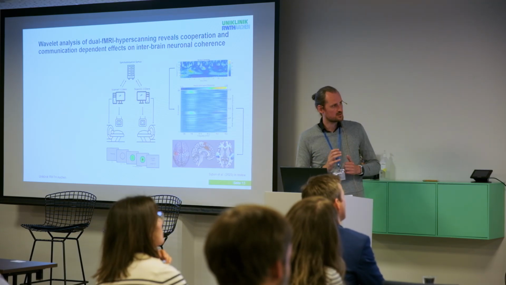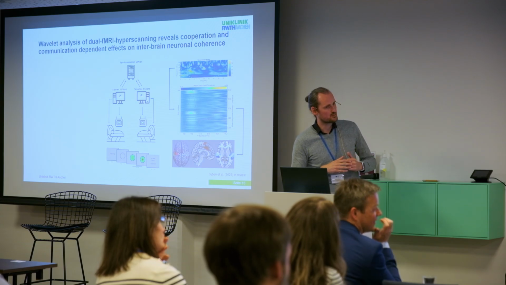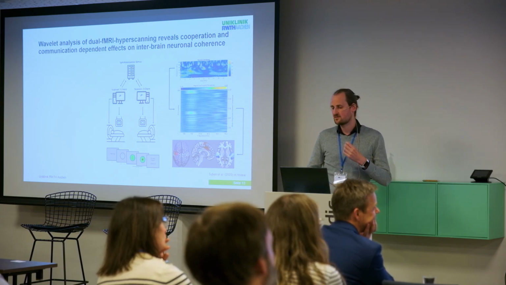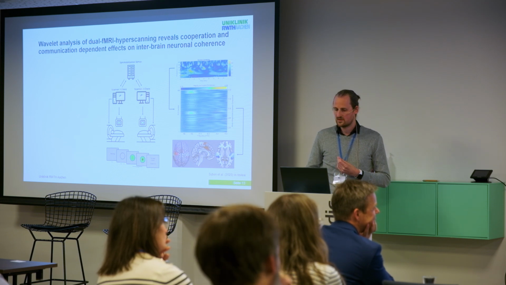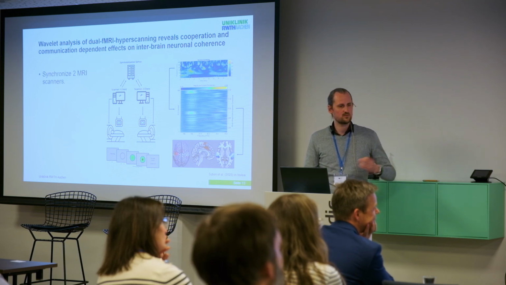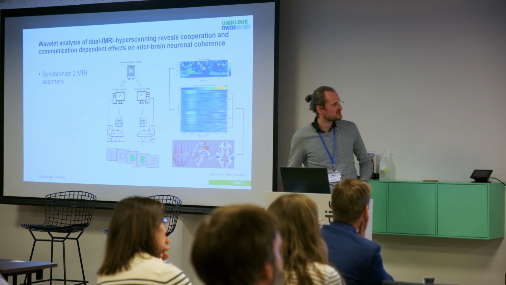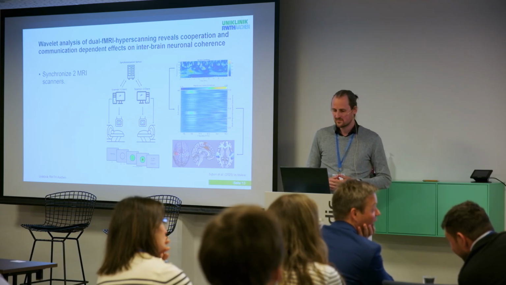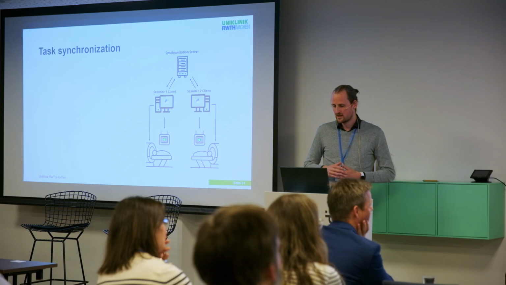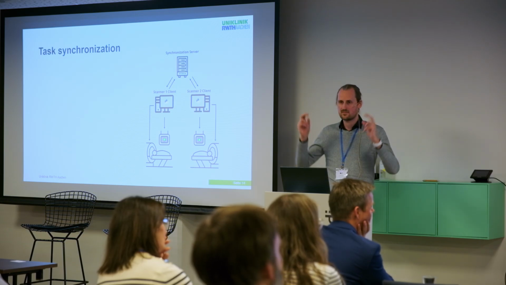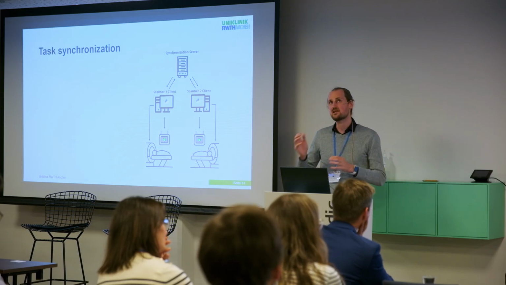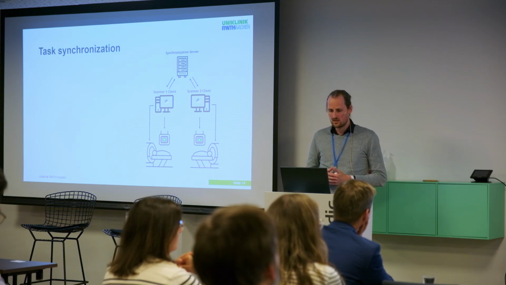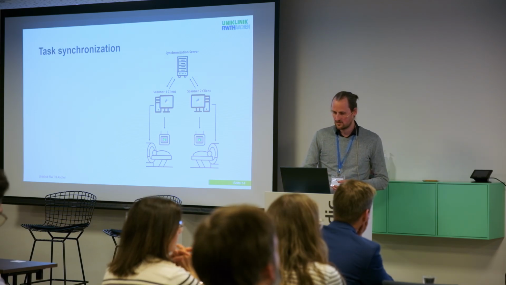So this is the entire study summarized in one picture. To conduct hyperscanning and neural coherence, we first have to synchronize 2 MRI scanners. It's written here in one sentence. It's surprisingly difficult to do this. Quickly, how did we do this? Synchronizing MRI scanners comes down to 2 different things. First, we have to synchronize the task which the participants perform. Luckily, this is not that difficult.